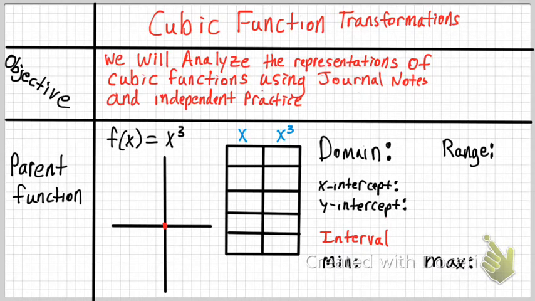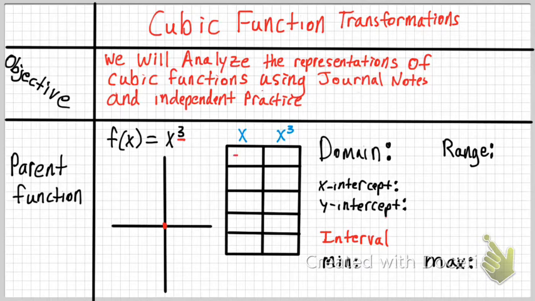Alright, so to start, let's take a look at our parent function. That's going to be f of x is equal to x cubed. And remember that cubed, that exponent, just means that we're going to be multiplying x by itself 3 times. Alright, so let's choose some points and let's make a graph of our parent function.